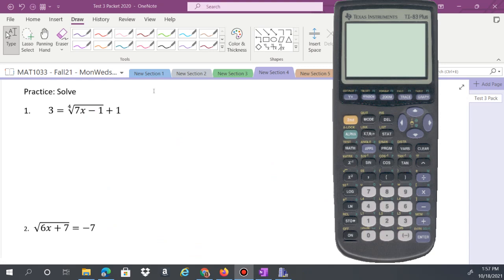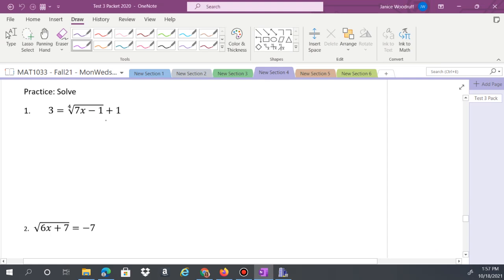So for my first problem, I want to isolate. This plus 1 is not part of the root, so I'm going to subtract 1 from both sides. So that gets this gone. So this is 2 equals the 4th root of 7x minus 1. What am I going to do next? Raise it to the 4th power. Since this is a 4th root, we're going to raise to the 4th power to undo that.